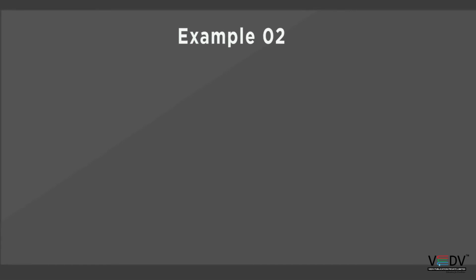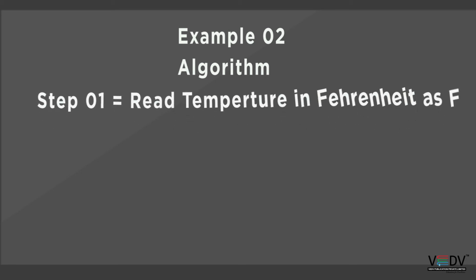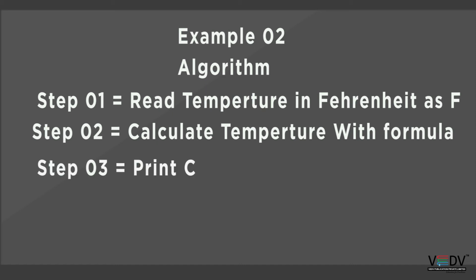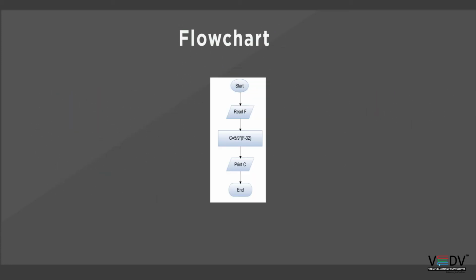Example 2. Convert temperature from Fahrenheit to Celsius. Algorithm. Step 1. Read temperature in Fahrenheit as F. Step 2. Calculate temperature with formula C is equal to 5 by 9 multiplied by F minus 32. Step 3. Print C. Flowchart.